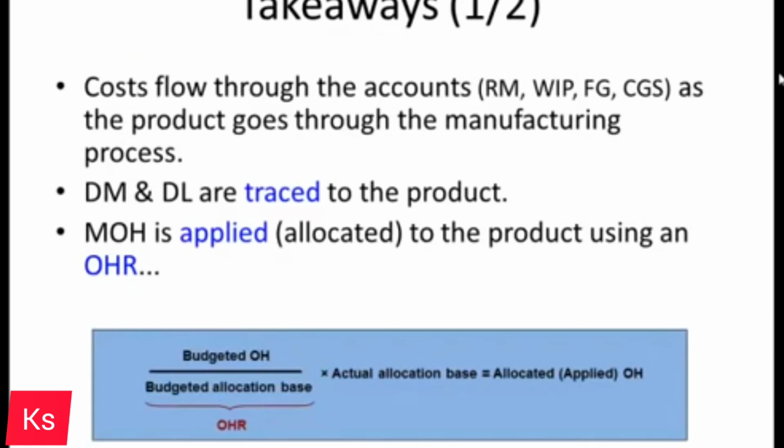Takeaways from this lecture. First of all, costs flow through the accounts as the product goes through the manufacturing process. We've seen that a couple times now. Direct material and direct labor are direct costs. We trace those costs to the product, with very little, if any, measurement error in that process. The measurement error and the challenge comes in the application or allocation of overhead. So manufacturing overhead is applied or allocated to the product using an overhead rate.